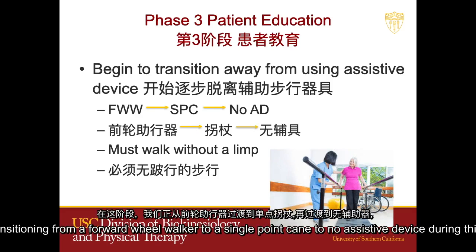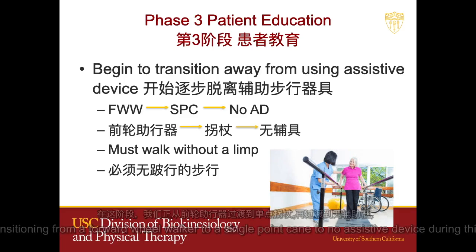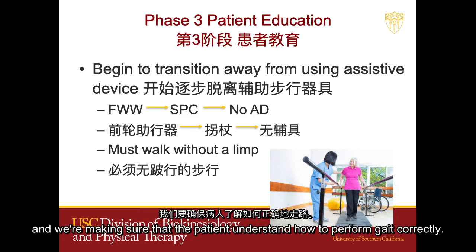So again, we're transitioning from a forward wheel walker to a single point cane to no assistive device during this phase. And we're making sure that the patient understands how to perform gait correctly.